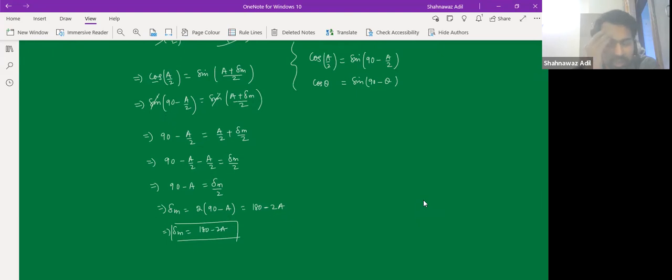This thing is very important: the prism relation, the relation between the refractive index, the minimum angle of deviation and the angle of the prism. These relations are very important. Whenever you have noted it down, please tell me.